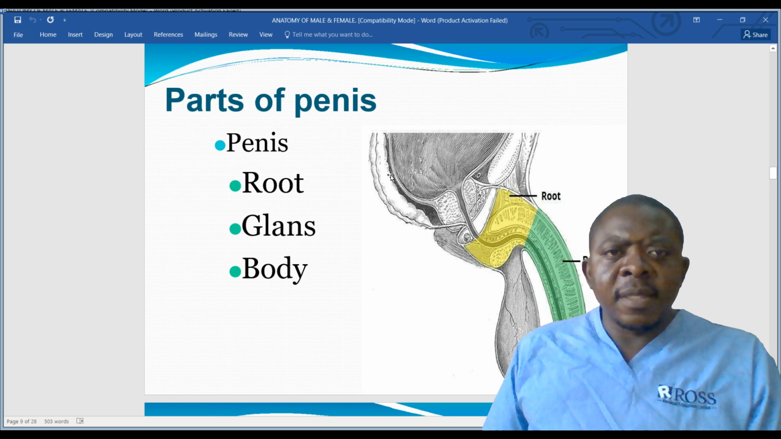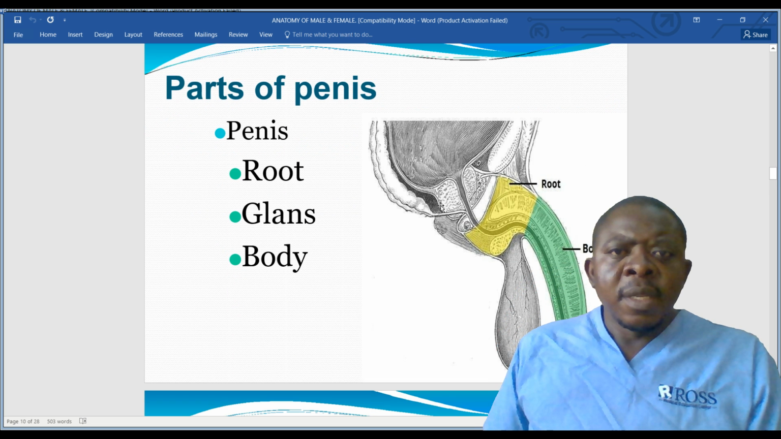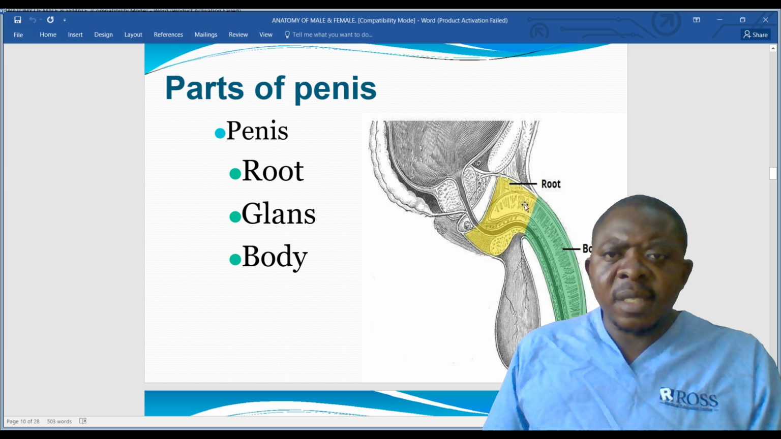Parts of the penis. Penis has got a root, it has got the body, and it has got the glands. So we have tried to show this using different colors of yellow, green, and the other bluish color.